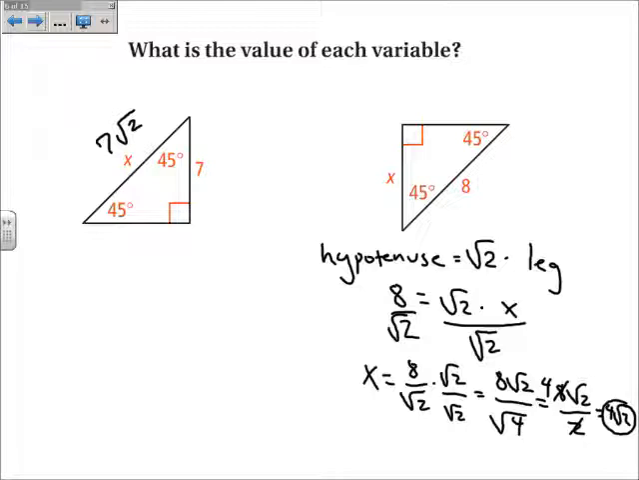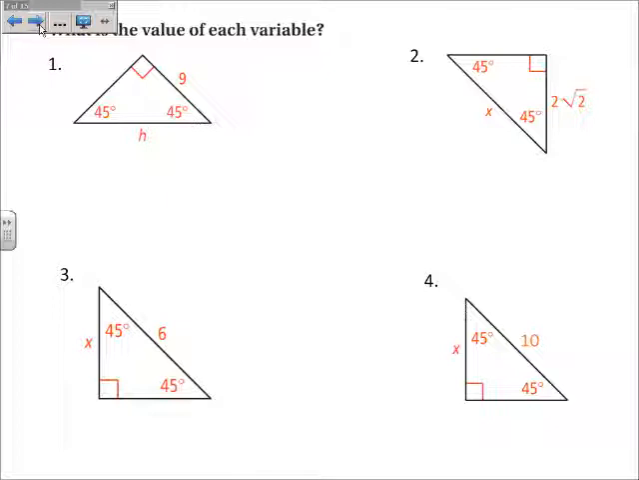Now, there is a shortcut to this as well, if you remember it. In a 45, 45, 90 right triangle, you take the hypotenuse and divide it by 2 and get 4, this 4, times the square root of 2. So if you take half of the hypotenuse and multiply by the square root of 2, that will work. That'll be equal to the legs. Okay, here's a couple of examples. Now, just to check your work, h will be equal to 9 root 2. X will be equal to 4. This x will be equal to 3 root 2. And x is equal to 5 root 2.